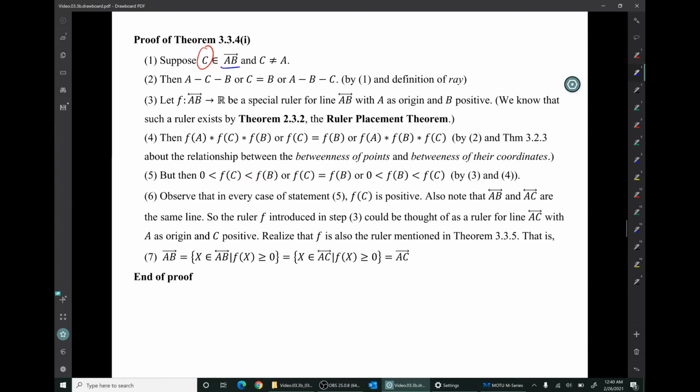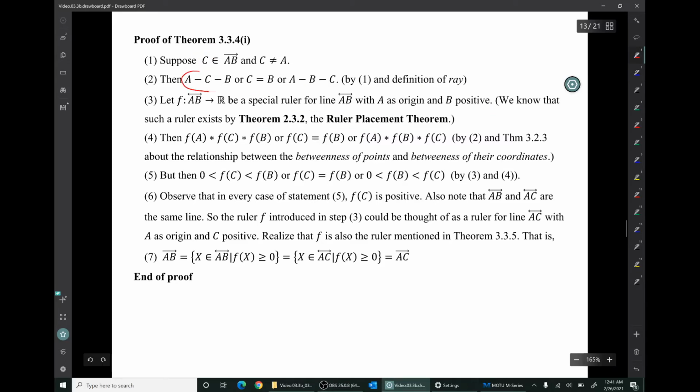Well then, either C is between A and B, or C is equal to B, or B is between A and C. That's by statement 1 and the definition of ray. Now, we can let F be a special ruler for that line that has A as origin and B positive. Now, we know that such a ruler exists by Theorem 2.3.2, that is the ruler placement theorem. We know that given two distinct points, there's a special ruler for those points.